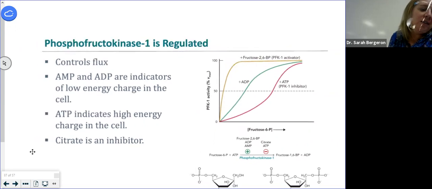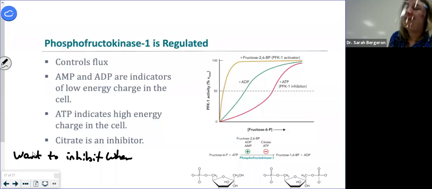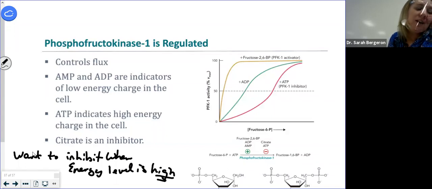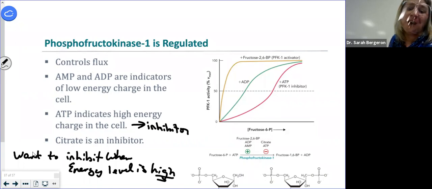So you want to inhibit when what? Energy high or low? When energy level is high, right? If ATP indicates a high energy charge in the cell, ATP is going to be an inhibitor or a promoter. Inhibitor. And that's what we see with the red line, right? PFK1 inhibitor. I labeled them backwards in class.